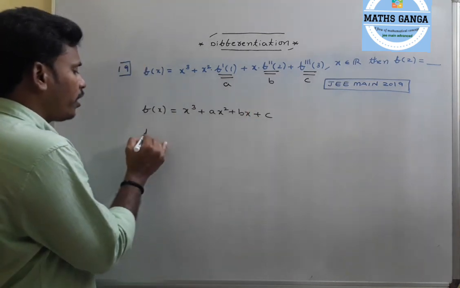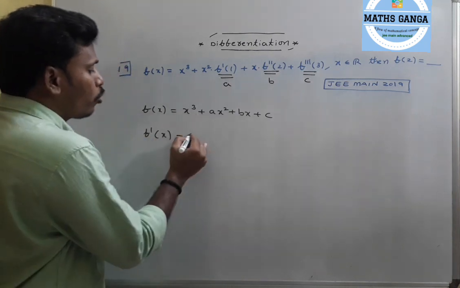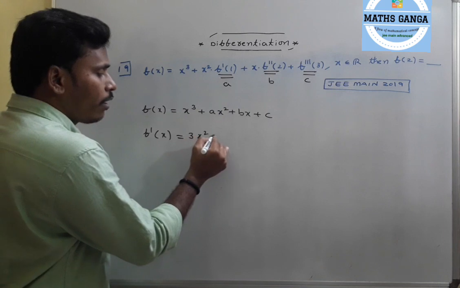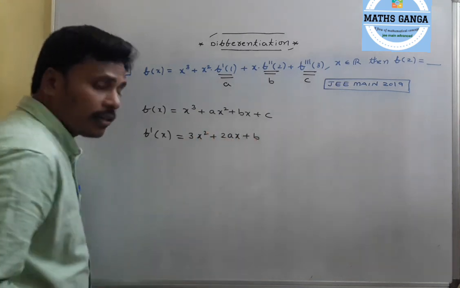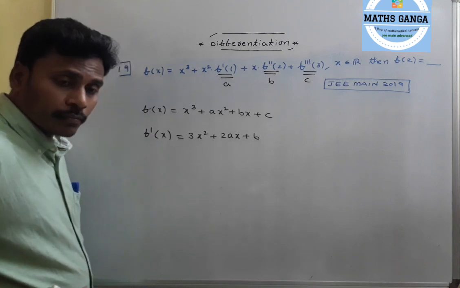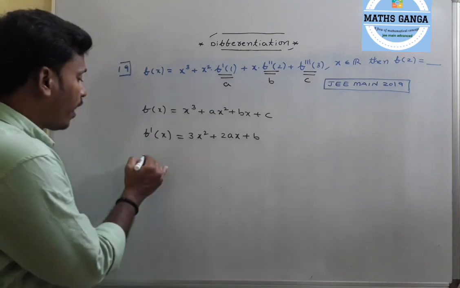Now differentiate it. f dash of x is equal to, for x cube the derivative is 3x square, for ax square it is 2ax, plus b. Is it clear? This is f dash of x. Differentiate it one more time.